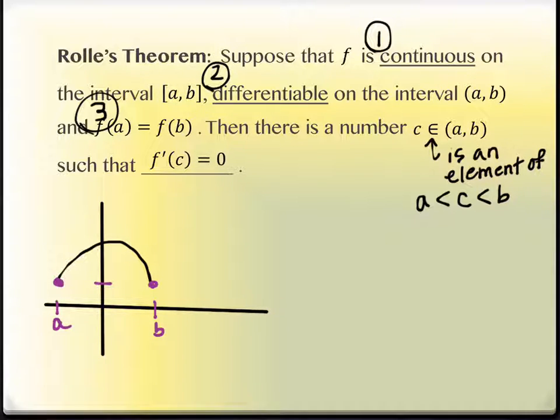Rolle's theorem says that what that means is that there is some location between there where I have a horizontal tangent line. I have a slope of 0. I have a turning point.